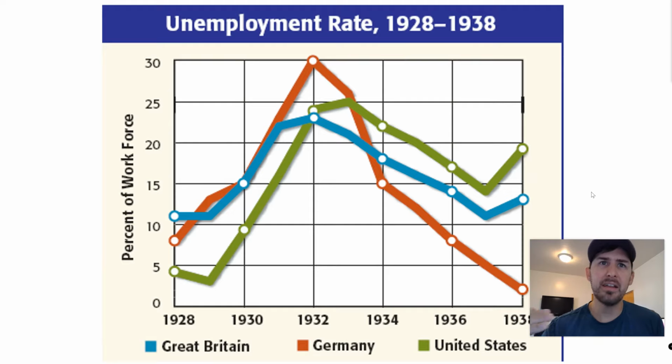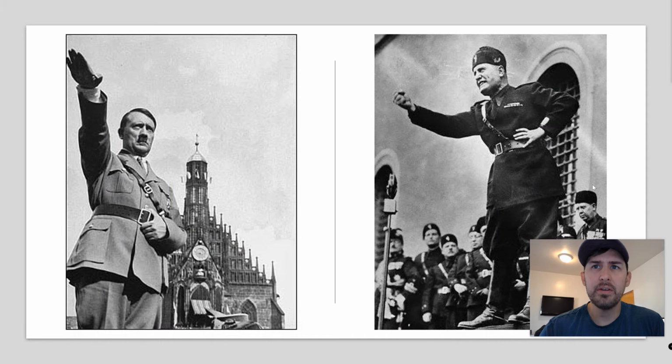So you can see that the unemployment rates on this chart are nuts. Unemployment rates skyrocket in the 1930s. These unemployment rates and everything that makes it hard for these other countries to repay their debt are going to lead to these crazy dictators that are going to come in.